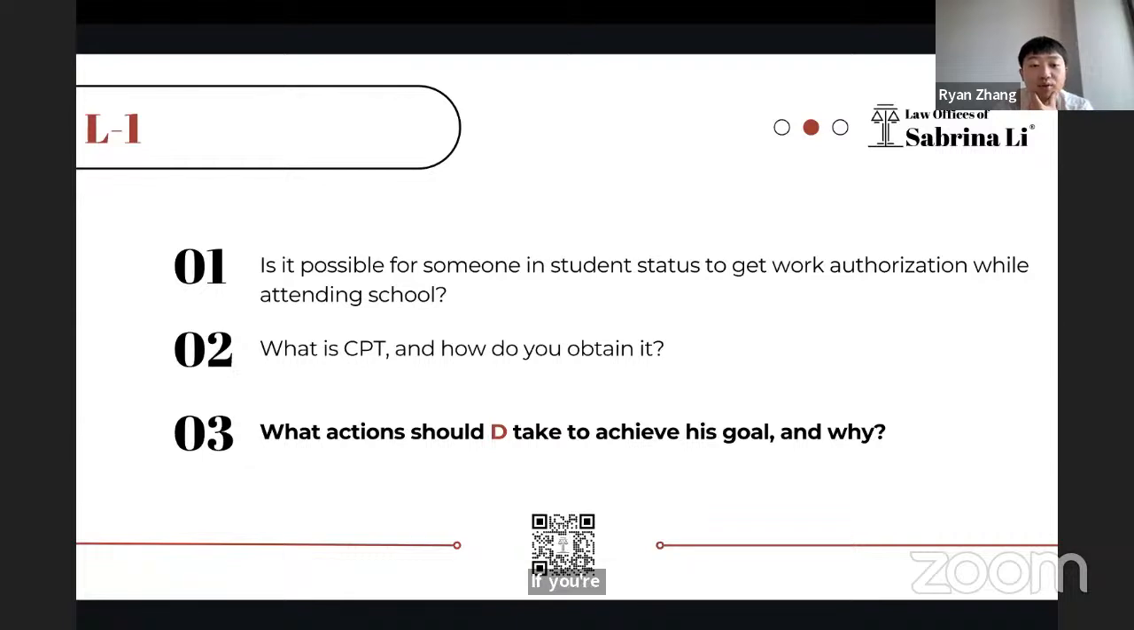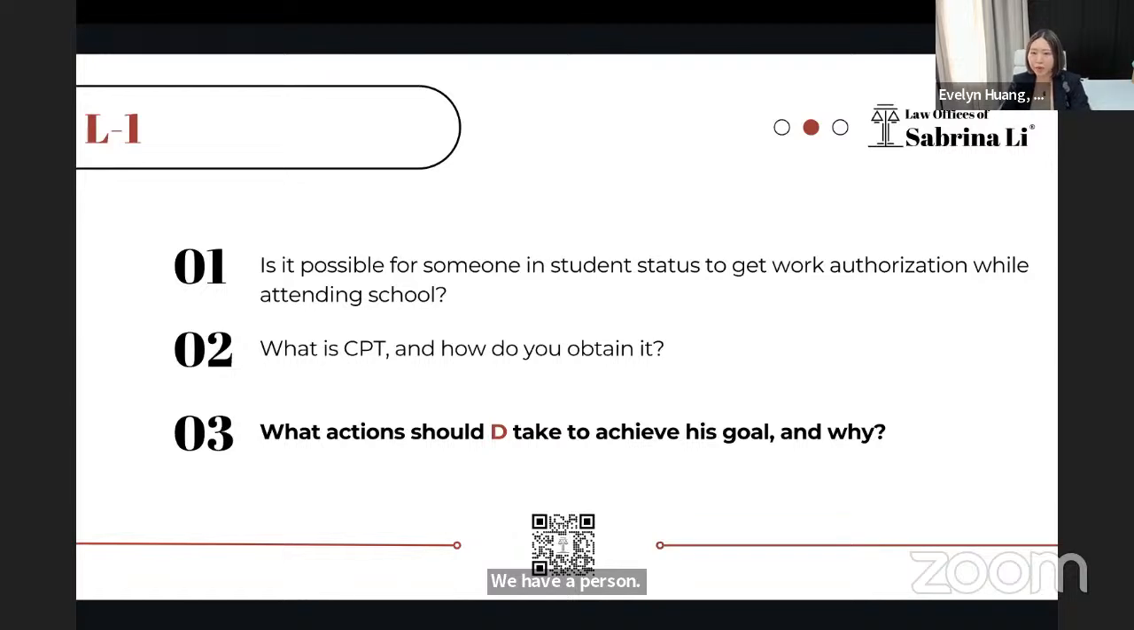So let's ask question number 3. What actions should an L1 visa holder take to achieve a change of status, to continue in the US, pursue education, and also work in the future? This goes to the scenario where we have a person who comes from work to school and wants to study in an MBA program while in the meantime still working for his company. I would say CPT is probably the best option for now. But CPT usually requires a full academic year.